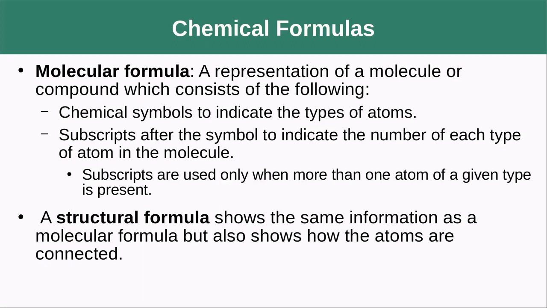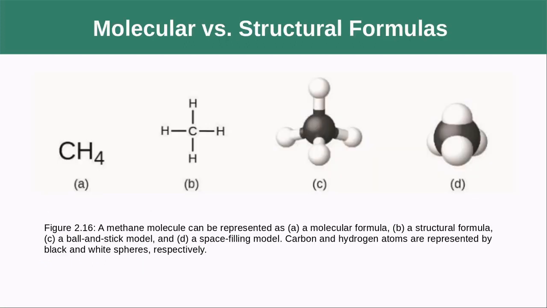The second part is a structural formula, and this actually shows the bonds that are formed and how it's actually arranged. Let's see some examples of that. So here we have our molecular formula. We just have our chemical symbols, and we know that there are 4 hydrogens for every 1 carbon in this guy. Here we can see that carbon is the central atom. It's making 4 bonds to each of these hydrogens.